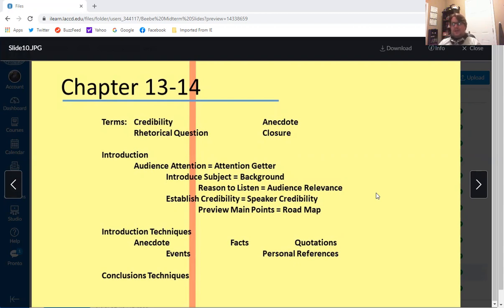And anecdote leads into chapter 15, but it's an important term, so keep that in mind. The introductory techniques are anecdote, fact, quotation, personal references, and events. And I mentioned that the conclusion is your introduction in reverse. You already know this stuff, so don't stress about it. Look up the terms, go over the chapters to get ready for your midterm. All right, these are the most important parts of it.